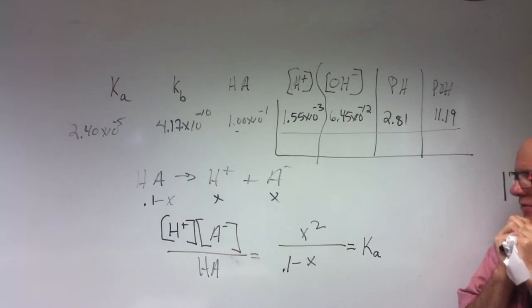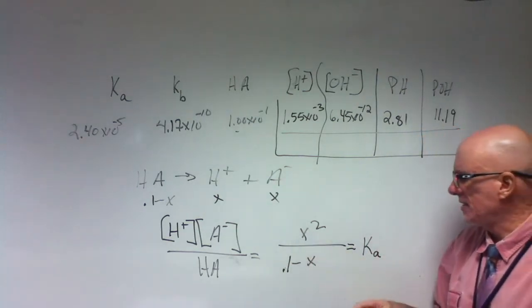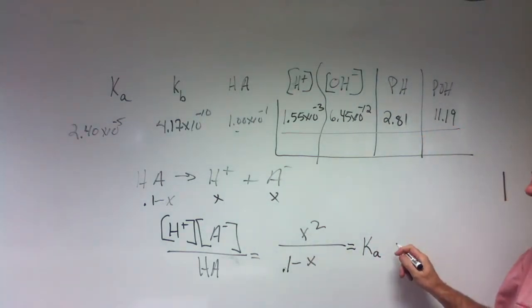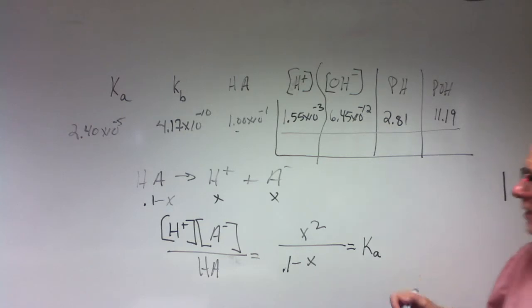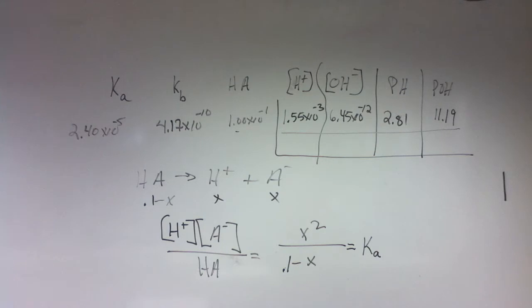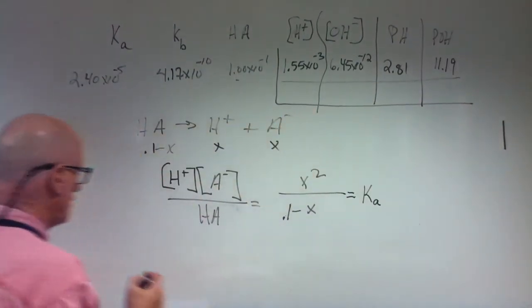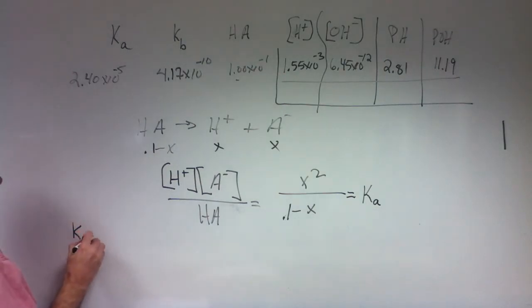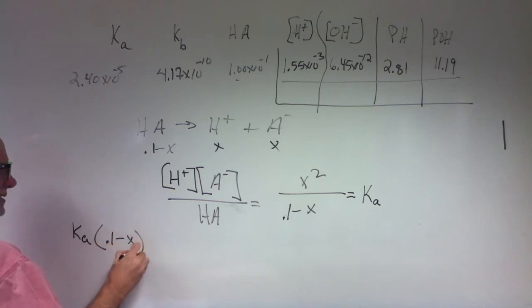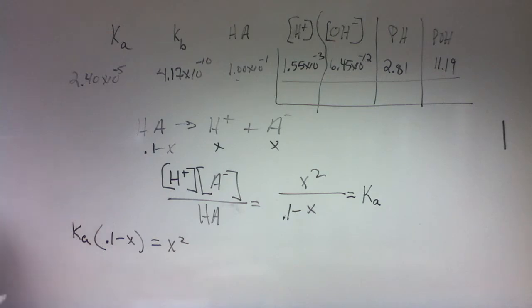So now, do you see that? Let's just write this out as it says it. Can you see down here underneath it? Okay, raise the thing here. Okay, so this is going to be Ka times 0.1 minus x equals x squared, right? We're going to put in Ka. What is Ka going to be?